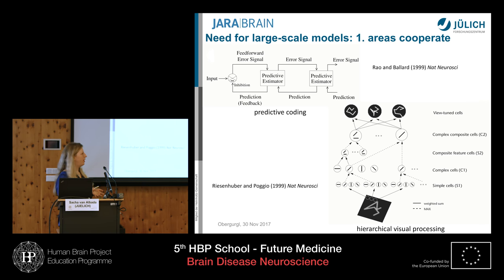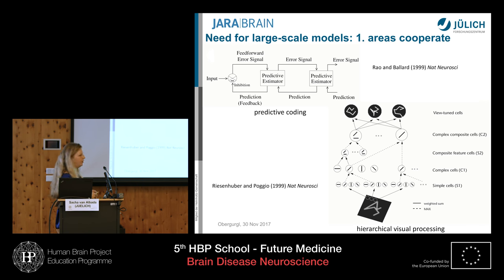One reason is that areas cooperate with each other. So there's this well-known theory of predictive coding, for instance, where you have sensory inputs to areas like primary visual cortex, and they send feed-forward activation to higher order areas. The higher areas represent predictions. They send the predictions to the lower area. The lower area compares it with the input and then computes a prediction error and forwards that. And this can go in several stages in the hierarchy. It's one theory about how progressively more complex concepts are encoded in sensory cortices and beyond.